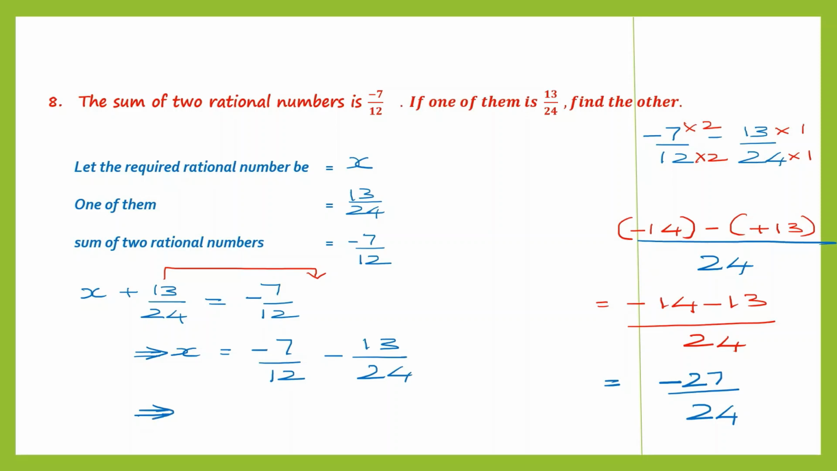So let's write that down here. X is equal to, what did we get there? Minus 27 by 24. Now this can be reduced to the lowest term. Both are divisible by 3. So what do we get? 3 into what is 27? 3 9s are 27. The minus sign is there. Then 3 8s are 24. So we've got minus 9 by 8, which is our final answer.